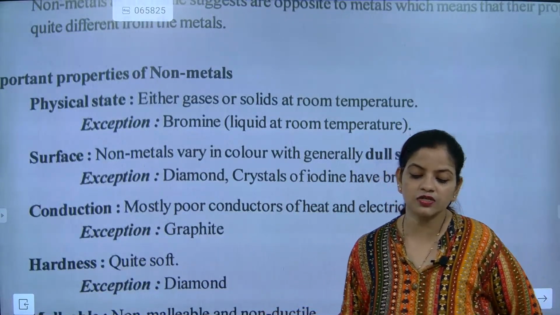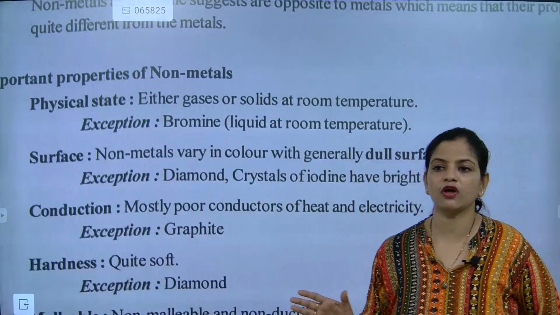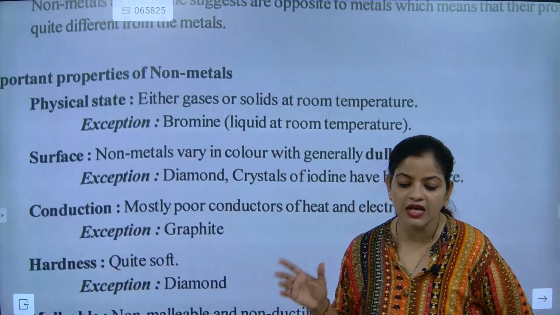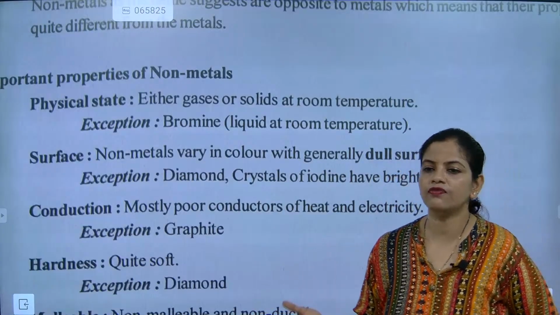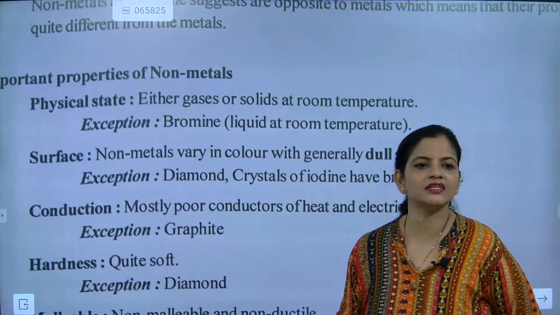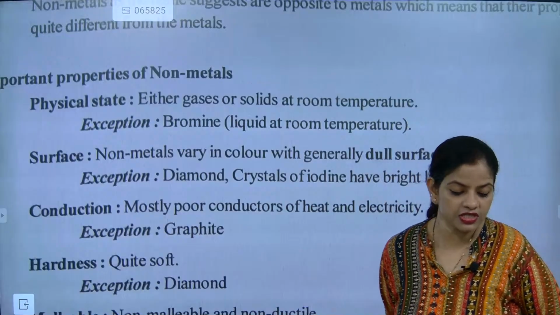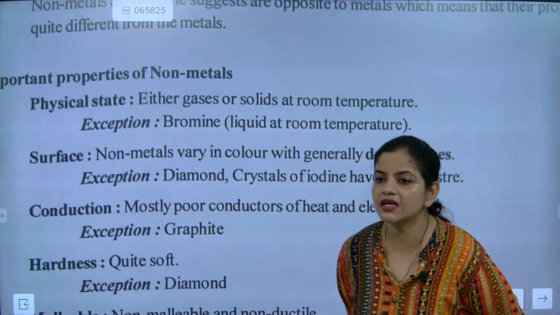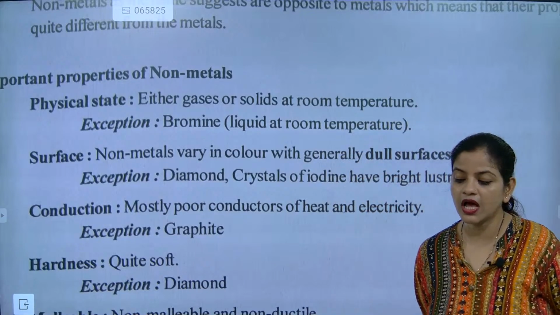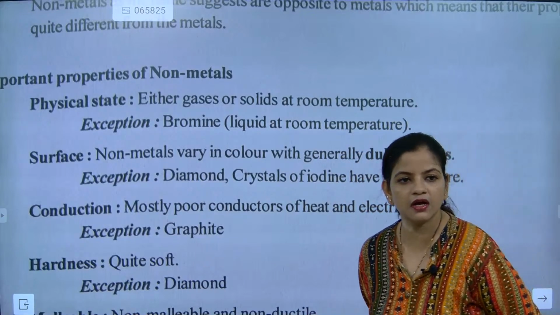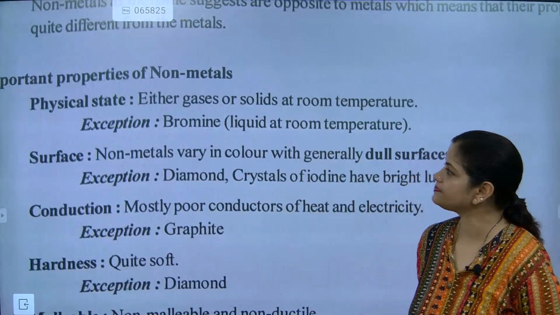They are either gases or solids at room temperature. But most of the non-metals are gases. We talked about carbon, sulfur, chlorine, fluorine, nitrogen, oxygen. So they are gases, absolutely correct. So they are either gases or solids. We know iodine. Iodine is a solid, and it can also be liquid. But mostly they are gases.